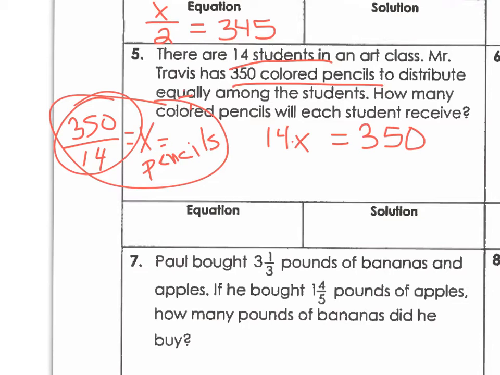All right, so here's what I'm going to be looking for as far as an equation. The number of students times however many pencils they get will give you the 350. Okay, so do you see the difference between an equation and this not being an equation, really? That's just how you solve it. All right, so good thing we're stretching our brains today.